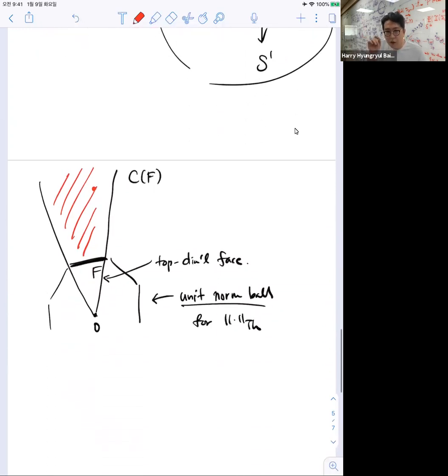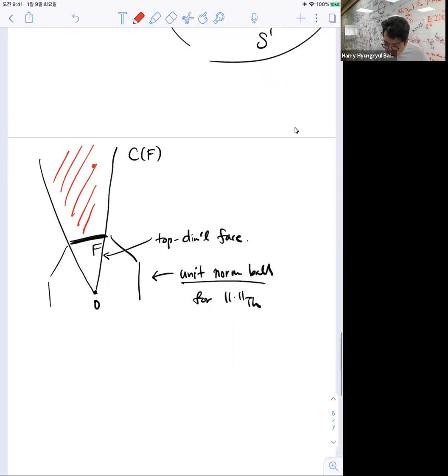And once you have one cohomology class which corresponds to a fibration of the 3-manifold over the circle, then all other cohomology classes inside the same cone over some top dimensional face of the unit norm ball for the Thurston norm do correspond to fibrations of the 3-manifold over the circle. So here, F is called a fibered face, and C is called a fibered cone.